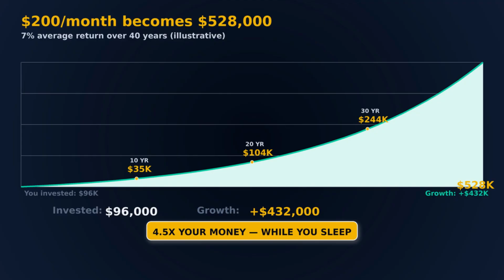After 40 years, you've invested $96,000. Your portfolio's worth about $528,000. Let that sink in. $96,000 of your own money becomes $528,000. The other $432,000, that's compound interest doing the heavy lifting while you sleep.